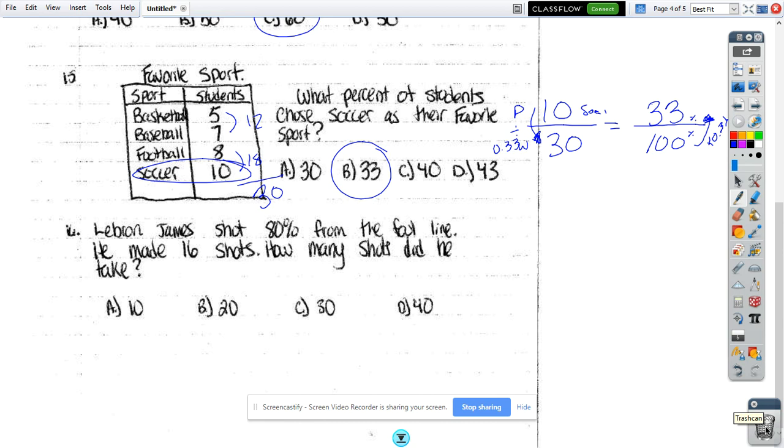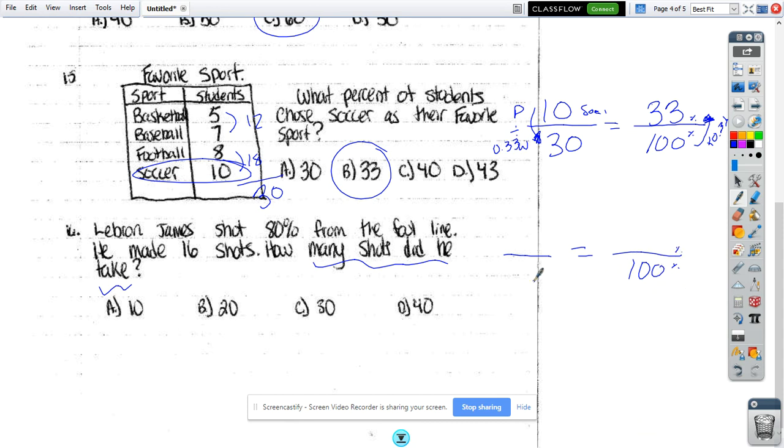Last one. LeBron James shot 80% from the foul line. He made 16 shots. How many shots did he take? So it's asking me how many total shots did he take. So I already know that's my total that I'm looking for. Let's set up our problem. It says percent. So already I'm going to put 100, a little percent. I don't need this percent. I'm just putting it there to remember.